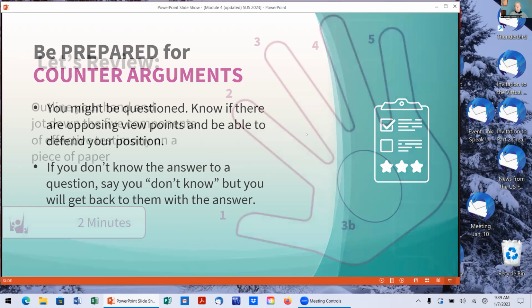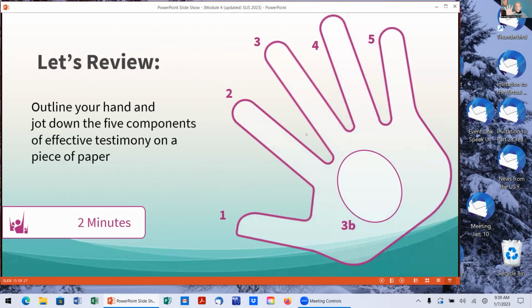So let's do a quick review. I'd like you to take a piece of paper and draw around your hand so that you have the 5 fingers there, and jot down what those 5 components of effective testimony are. I'm going to give you a couple minutes to do that.